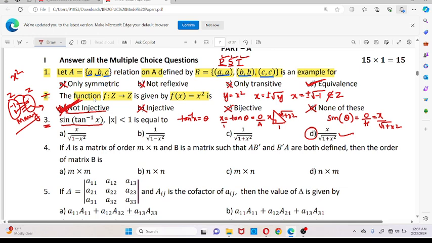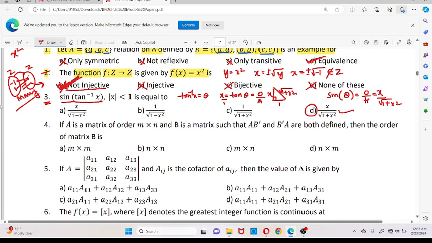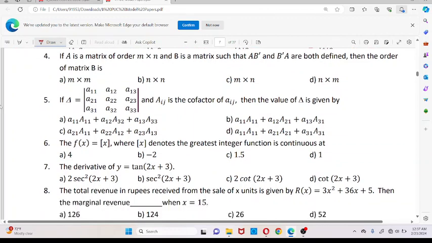So next one, that is the fourth question from the chapter vector algebra. See, if A is a matrix of order m cross n, and B is a matrix of order such that AB transpose and B transpose A are both defined, then what is the order of matrix B?